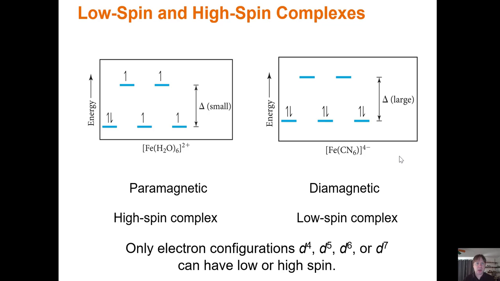It turns out that this doesn't matter for every single complex. It only matters with electron configurations that end in d4, d5, d6, or d7. If you only have 3 electrons, they're going to go on the bottom regardless of what this difference is. And if you have 7 or more, then you already have all of these filled as well as some up here. So at that point, it doesn't matter low spin or high spin because they'll be the same either way.